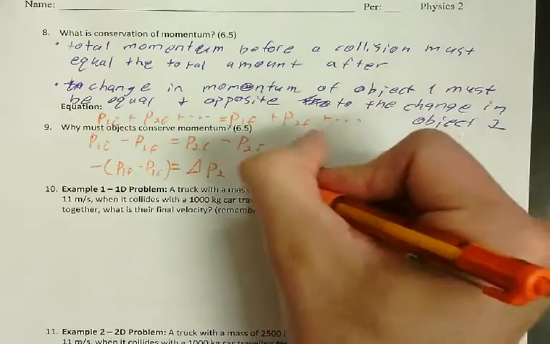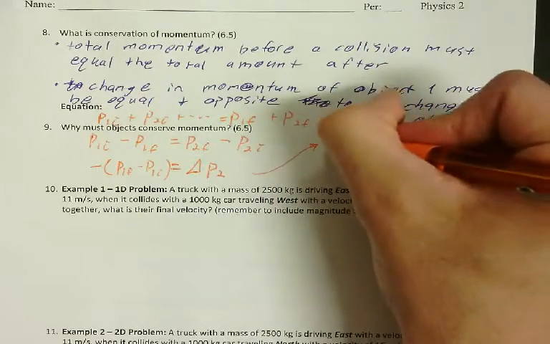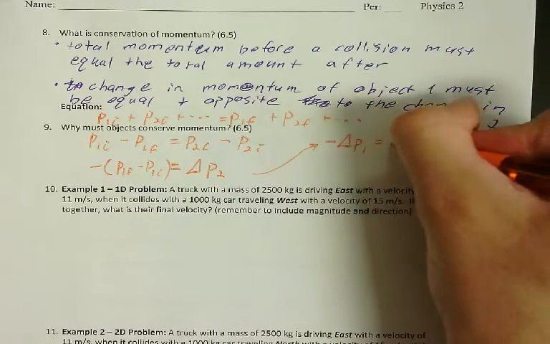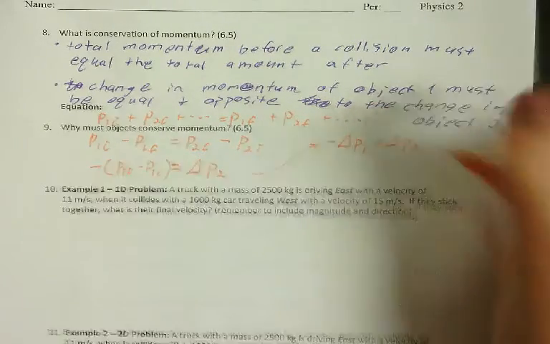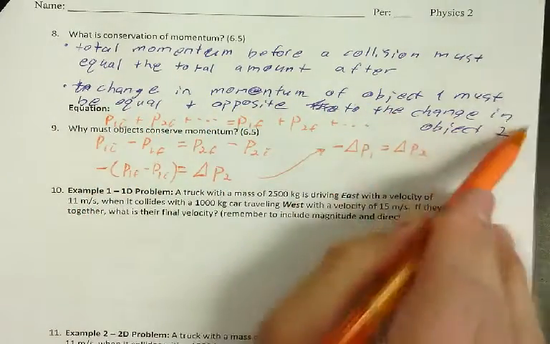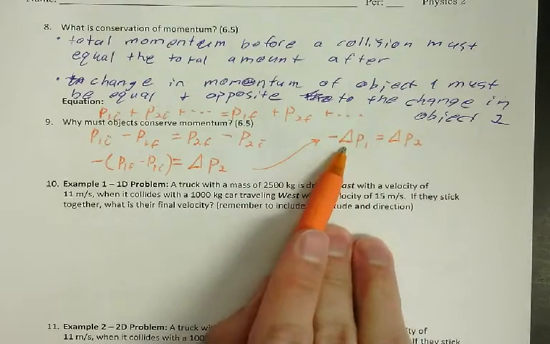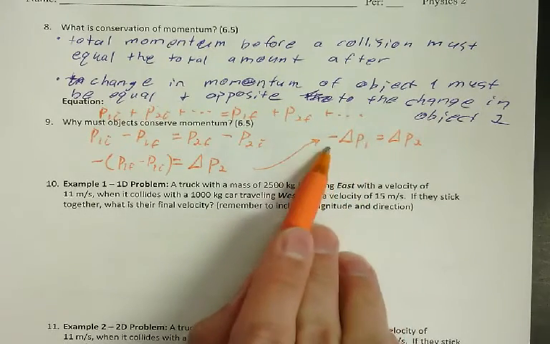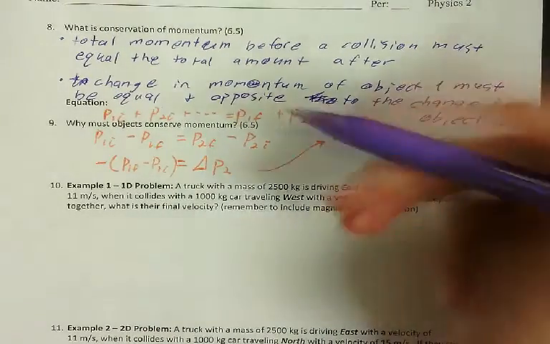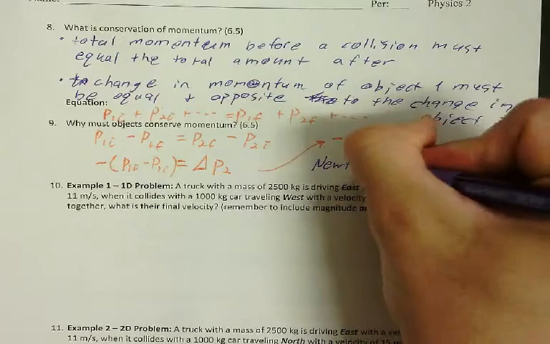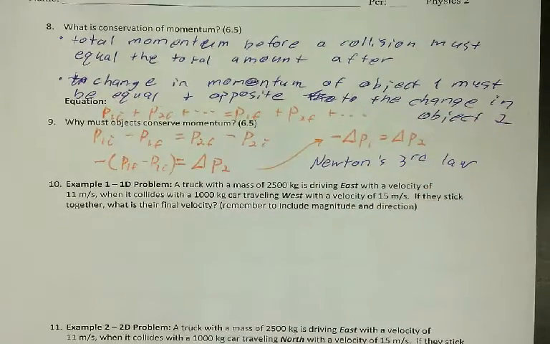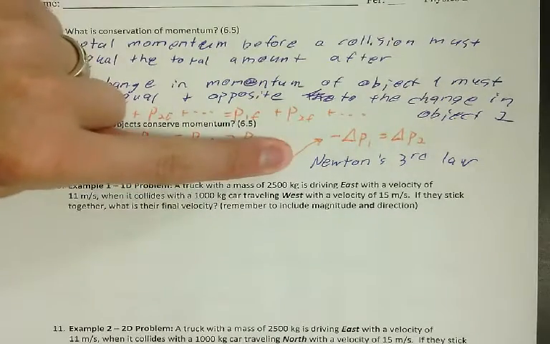This means change, so bring the whole thing over here. We get negative delta P1 equals delta P2. The change in momentum of object 1 must be equal and opposite to the change in object 2. The change in momentum of object 1 is equal and opposite to the change in object 2. That is, right there, Newton's third law. Why do objects have to conserve momentum? That's why. Newton's third law.